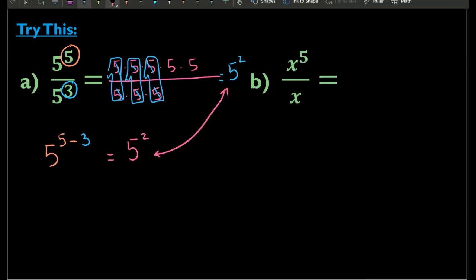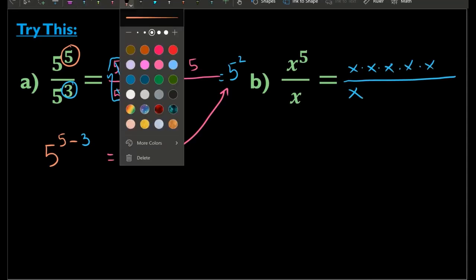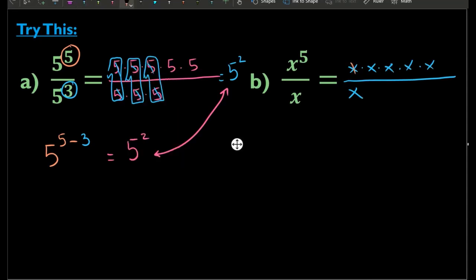Alright, part B. x to the 5th power is x times x times x times x times x, divided by x. The same letter or number from top and bottom divides out and gives you one whole. So what is left over is 1, 2, 3, 4 x's, x to the 4th power.